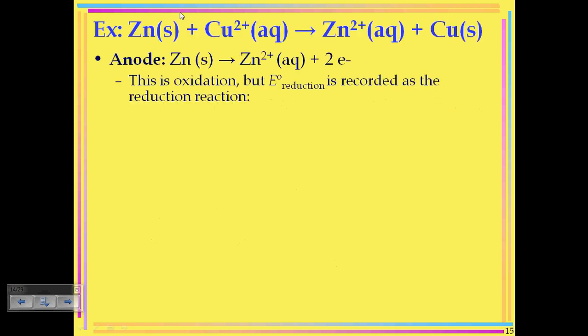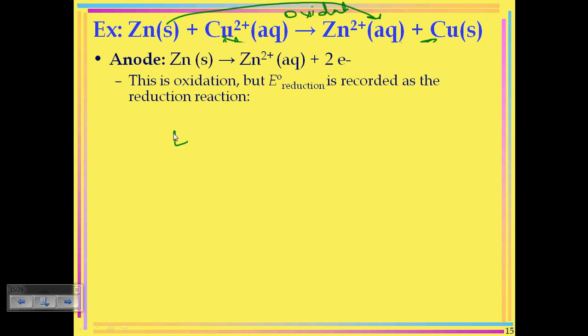So you have zinc changing to zinc ion, copper ion changing to copper. First, if I were to ask you what is the cell potential for this reaction, the first thing that you have to do is identify cathode reaction and anode reaction. What do you think is happening to copper? When copper ions change to copper, it's accepting electrons, and accepting electrons is reduction, right? And when zinc is losing electrons to form zinc 2+, it's undergoing oxidation.